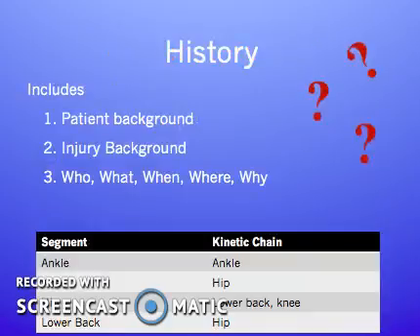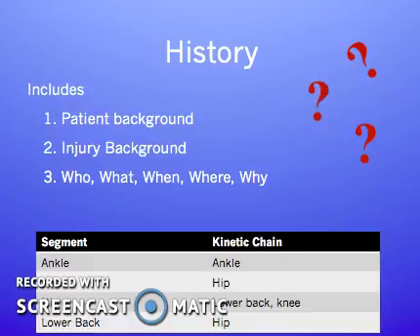So first let's talk about history. I always talk about patient background first: who they are, what team they're on, and their name. Then I go into injury background, and by this I mean looking at that extremity and looking at any injuries that happen up or down the kinetic chain, as well as anything that happened to that particular segment of the body. And of course I go into who, what, when, where, why, the 5 W's. So who was involved, what happened, when did it happen, where did it happen, and why did it happen? Of course you're not always going to get the why, but sometimes there are things that can contribute to it, like not wearing your pads or your shoe wasn't tied.